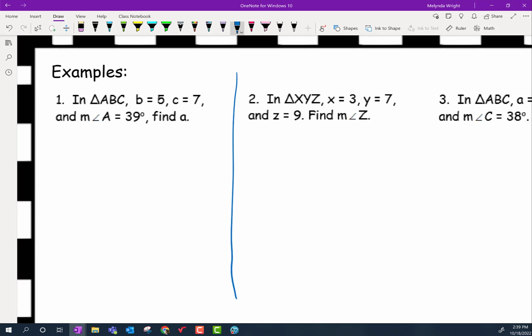So let's go ahead and draw our triangle. Just a random triangle. Side B is 5, side C is 7. The measure of angle A is 39 degrees. So we've got side, angle, side. And when we have more sides than angles, we would lean towards law of cosines.